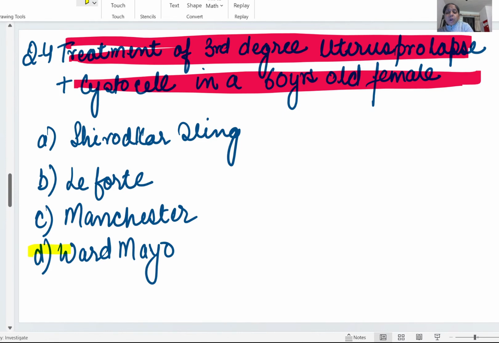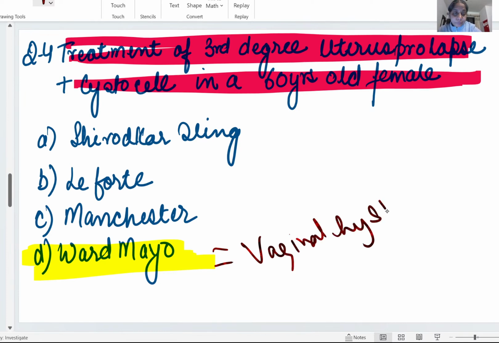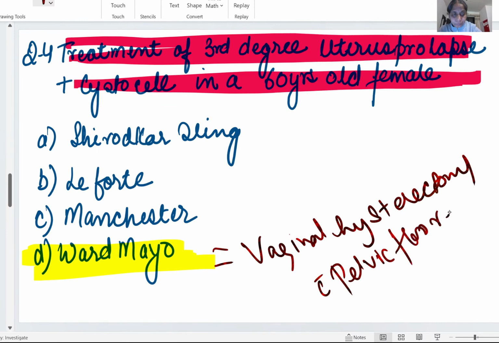60 years old female, 3rd degree uterine prolapse, Ward-Mayo. What is Ward-Mayo? It is vaginal hysterectomy with pelvic floor repair.